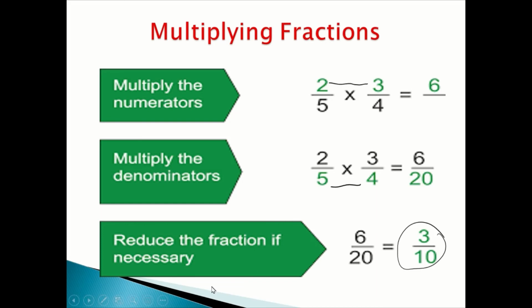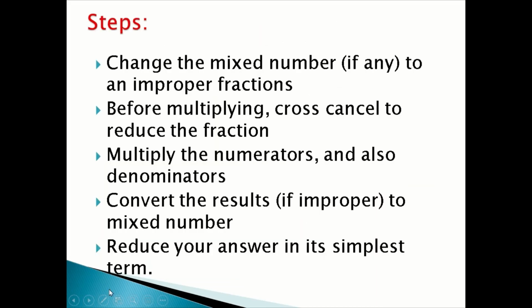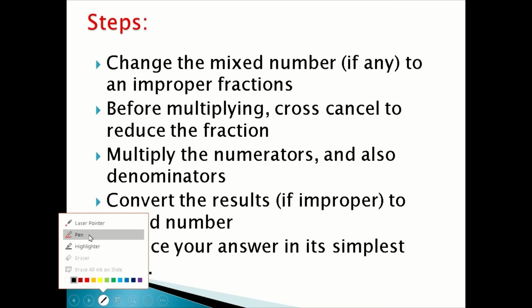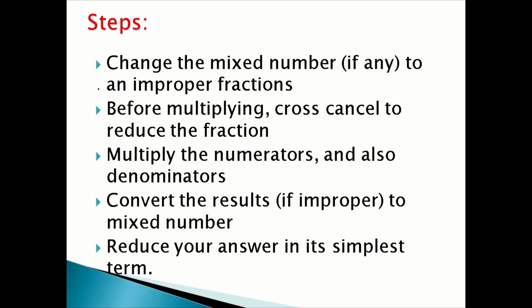Next, let's have the steps, okay? So it gives here 5 steps to consider. First, change the mixed number if any. If there is a mixed number, we need to change it to an improper fraction first. After that, before multiplying, cross cancel to reduce the fraction. Okay, this is optional. If you don't want to cross cancel, it's okay. You can proceed to multiplication directly if you are not familiar with cross canceling.